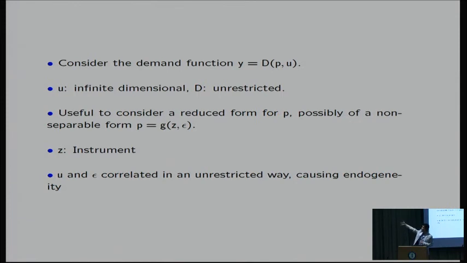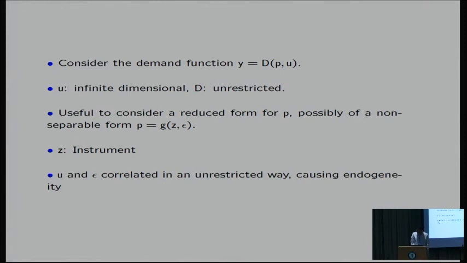So U is infinite dimensional unobserved heterogeneity, hitting the demand function. And so suppose you have a kind of reduced form, something like this. I would be a little bit ambiguous about what kind of a reduced form we want to have. But anyway, now we allow the endogeneity. So P and U are possibly correlated.